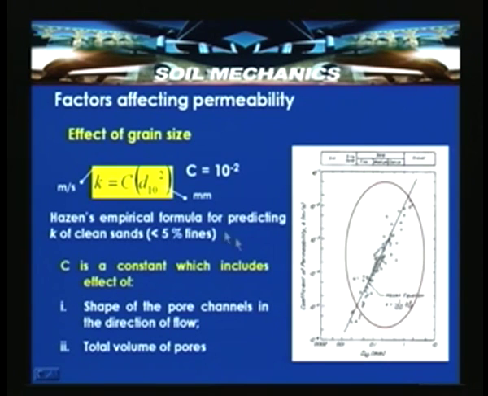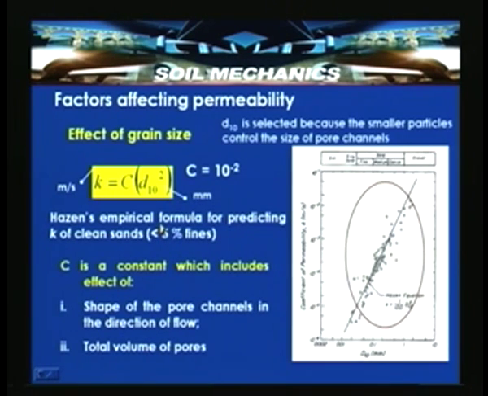So, that is the reason why it is said that it is valid for sandy soils. Another question is why only D10 is selected. The D10 is selected because the smaller particles control the size of the pore channels. If there are large particles, which have large pore spaces, they can be filled with small particles, and then the pore space can be reduced.